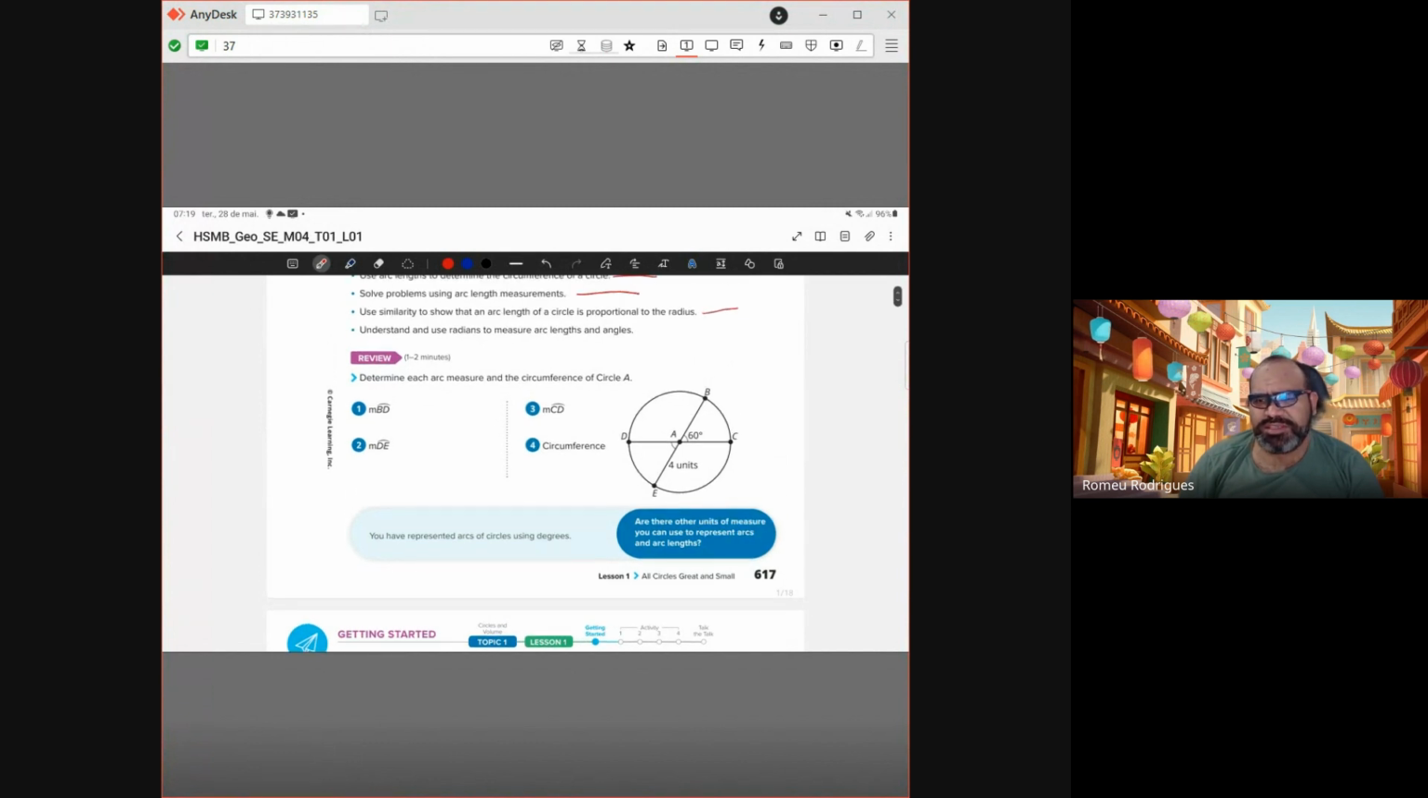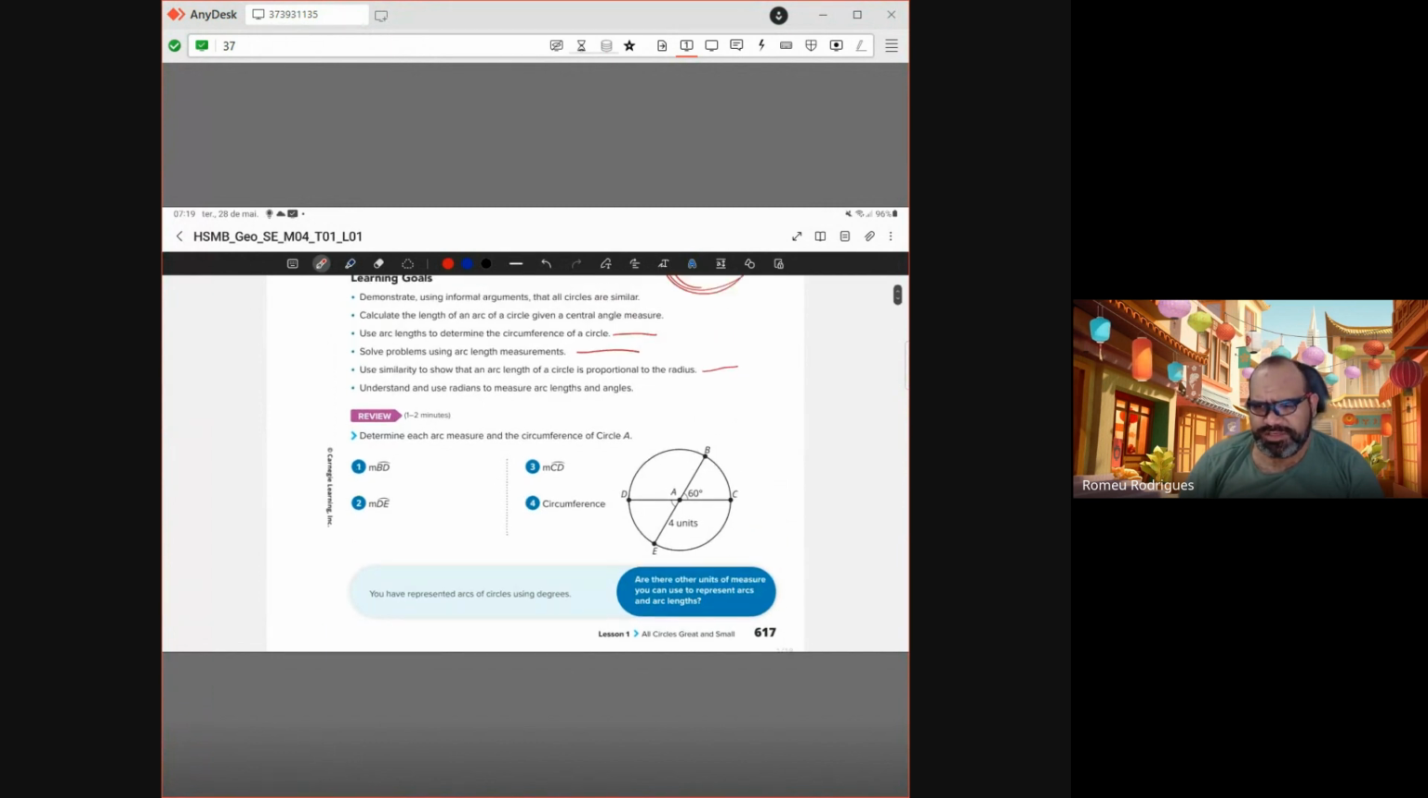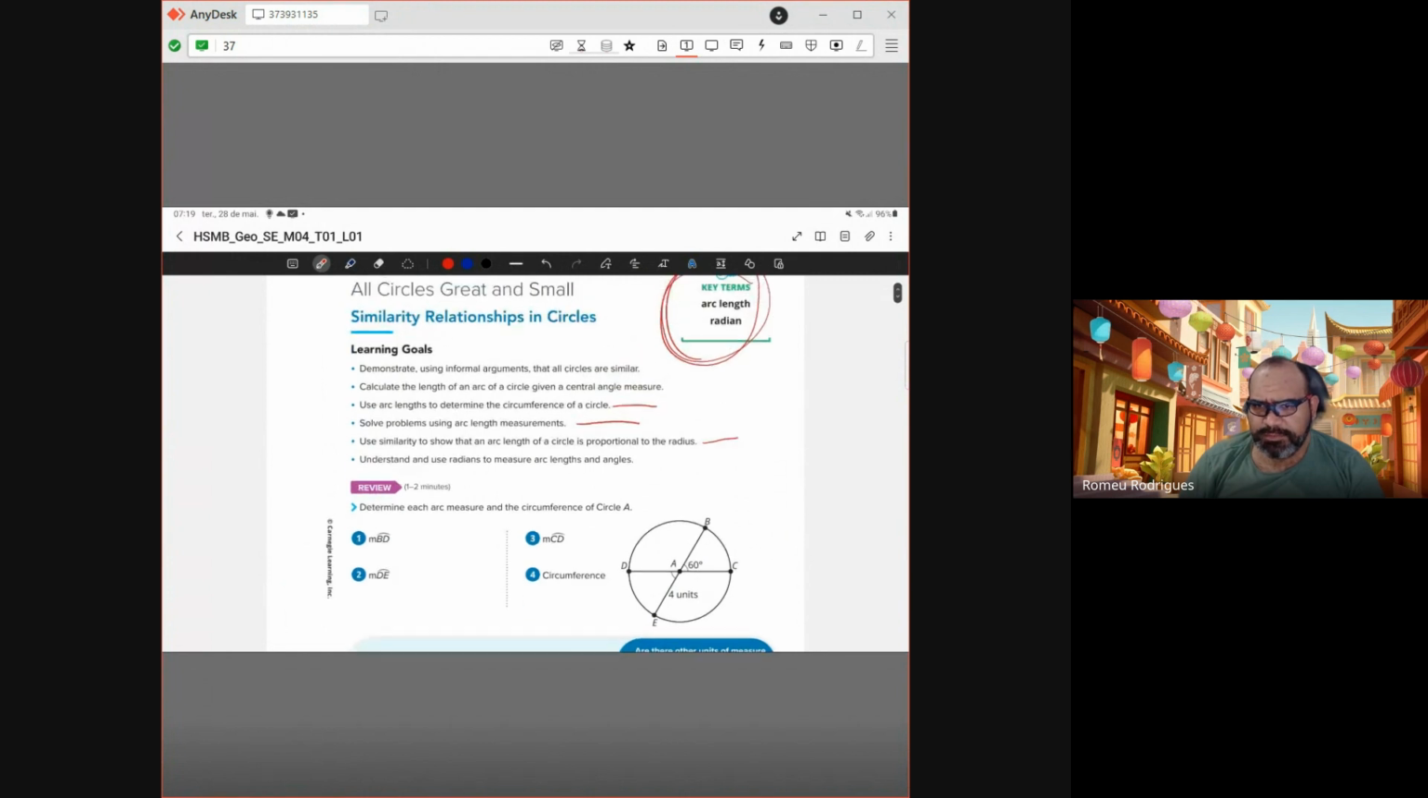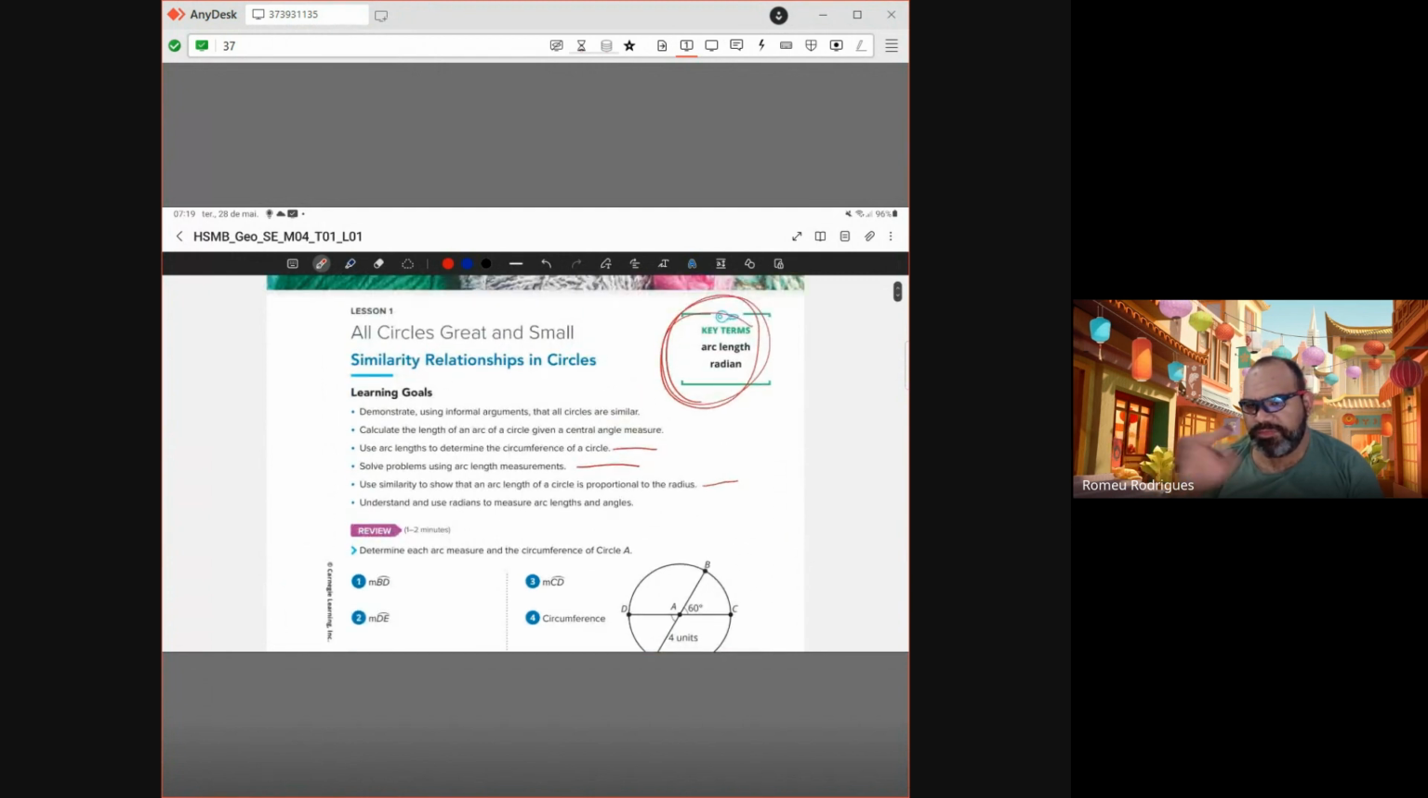To start our lesson, pick up your book, page 617. I hope you pause the video, pick your book, and come back to page 617. The key terms we're talking about today are arc length and radian.